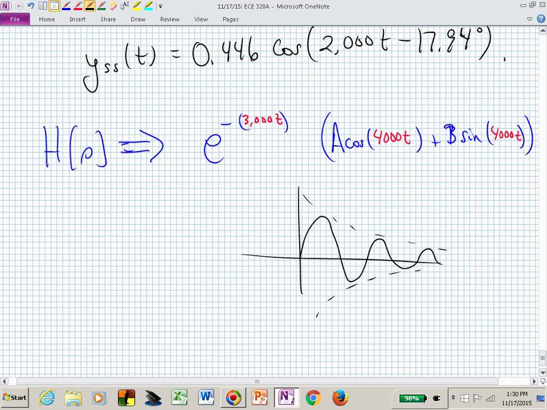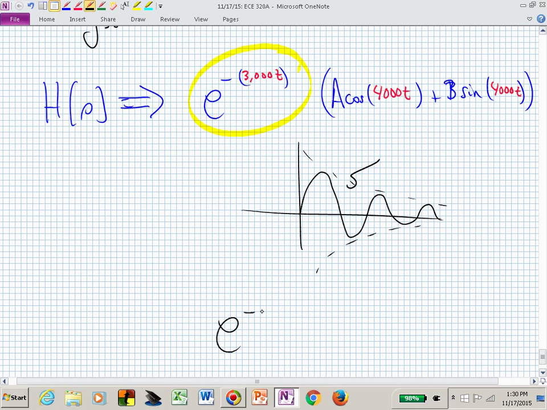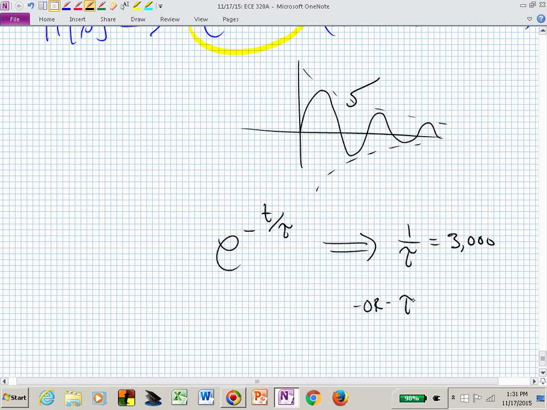You want to know what is influencing this exponential decay. And what is influencing the decay? That's this guy, isn't it? There's your exponential. And you are trying to examine that relative to an e to the minus t over tau. If you could find tau, that's your time constant. If you equate the black expression with the blue and red expression, do you see how you can find tau? 1 over tau is 3,000. Or tau is now, magically, 1 over 3,000.